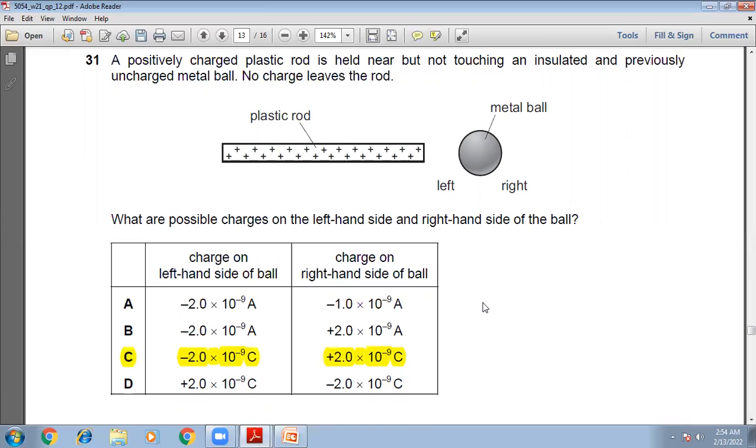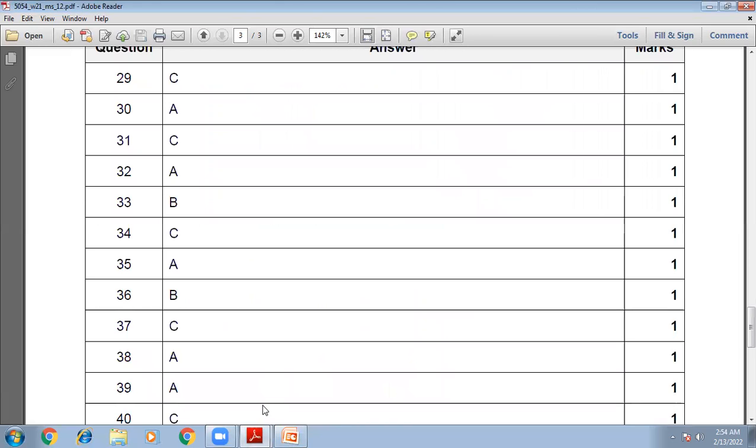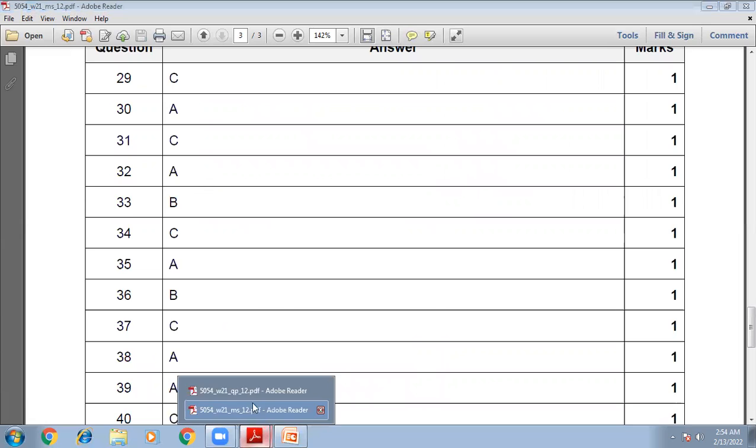The left side will be negative and the right side will be positive, and both the charge values will be the same. The magnitudes will be the same. So I think C is the right choice.